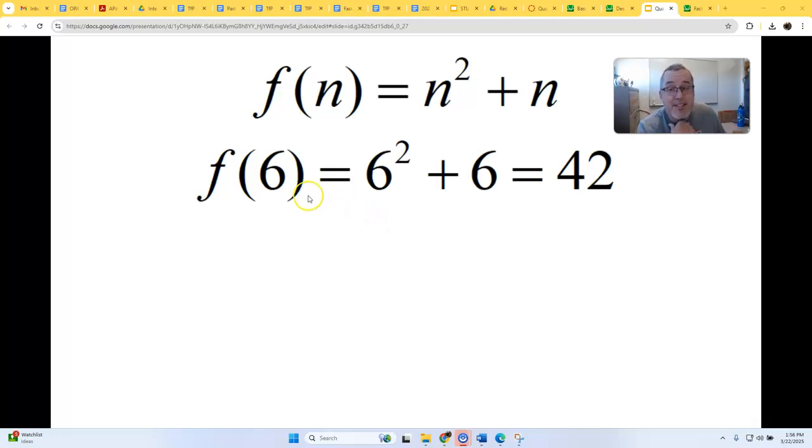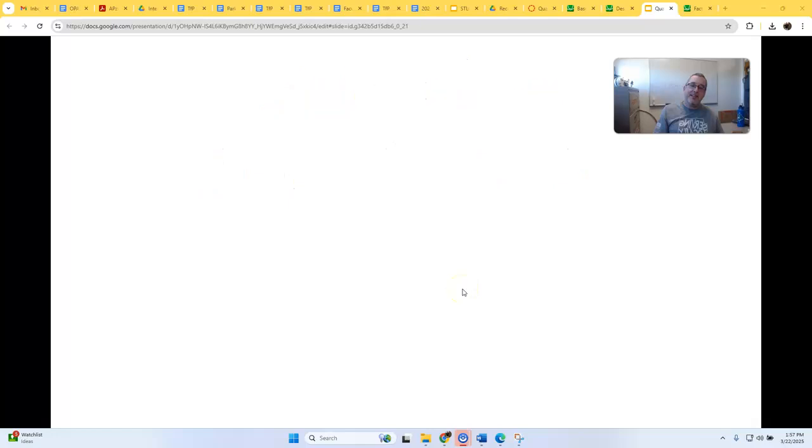What if we try f of 6? What if n is 6? N squared, 6 squared is 36, plus n, which is 6. 36 plus 6 is 42. What are some factors of 42? Now, specifically, what are the two factors I want you to be thinking about right now? Well, two factors of 42 that are of interest to us here would be the 6 and the 7. 6 times 7 is 42.